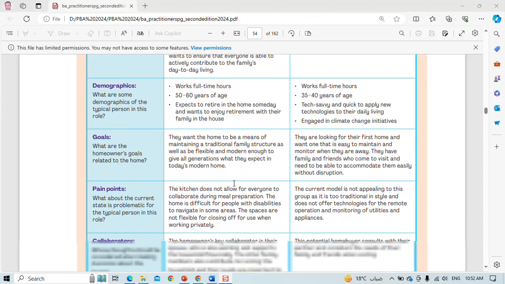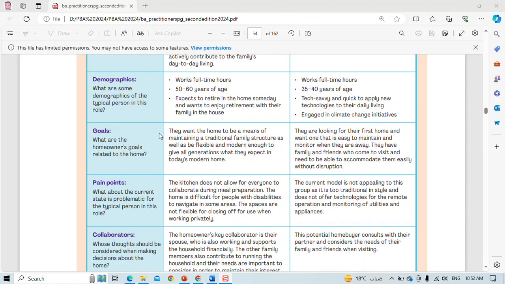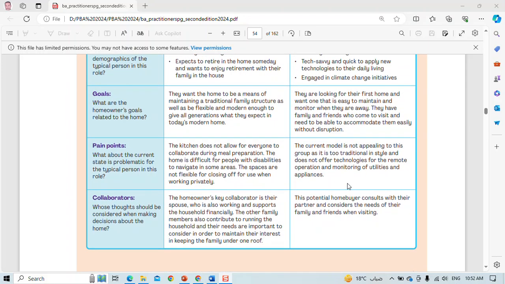What are the pain points? Actually, the pain points for the existing homeowner: the kitchen does not allow for everyone to contribute to preparing meals. The home is difficult for people with disabilities to navigate in some areas. The spaces are not flexible. But what about the first-time homeowner's pain point? The current model is not appealing to this group as it's too traditional in style and does not offer technologies for the remote operation and monitoring of utilities and appliances.